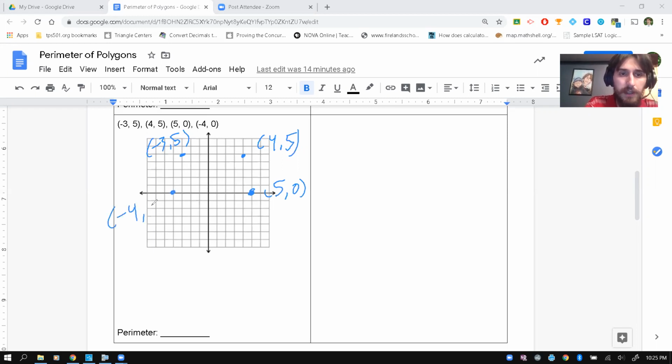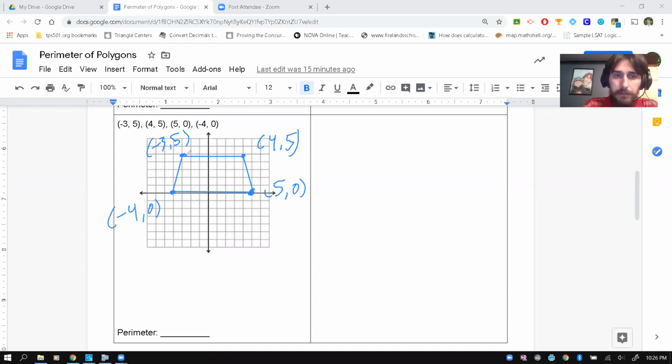So what you get here is a trapezoid. If we connect it, our goal then, after we have connected this and made our polygon, specifically a trapezoid in this case, we want to find the perimeter, which again is the distance around the object from point to point till you get back to the point you started counting from.